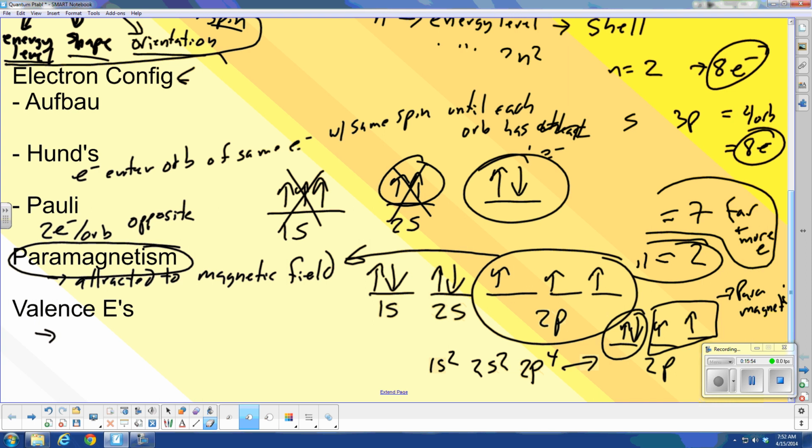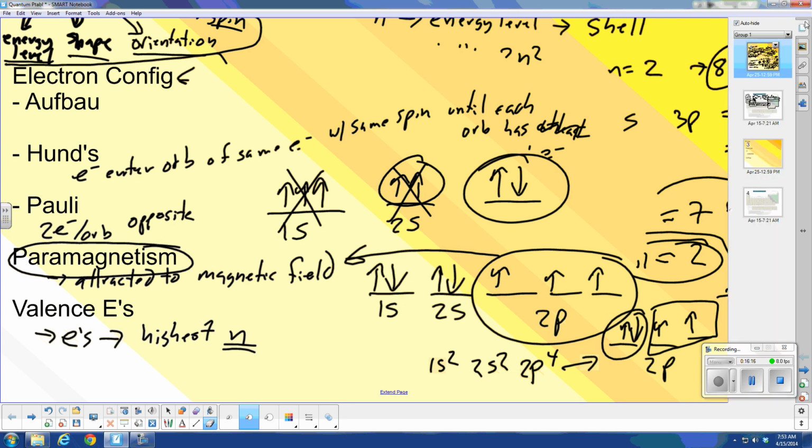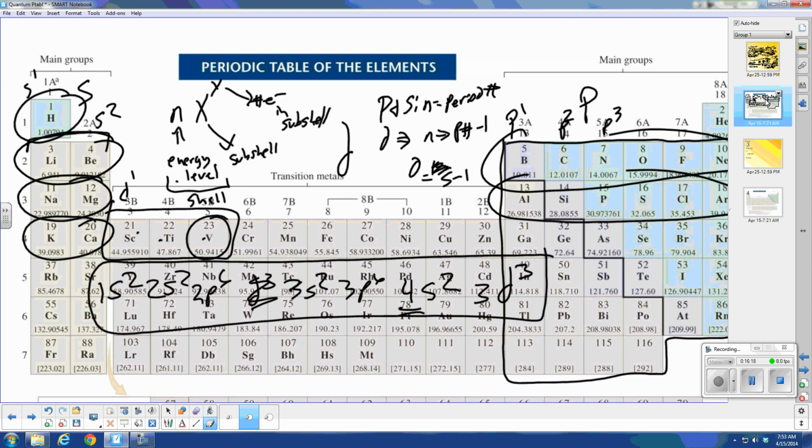And finally, valence electrons. Technically these are electrons involved in reactions. However, by the way we kind of identify them is we say that they are electrons in the highest energy level, right? They're in the highest energy level. Good. And the easiest way to know that is look at our periodic table once again, because the periodic table tells us almost everything here.